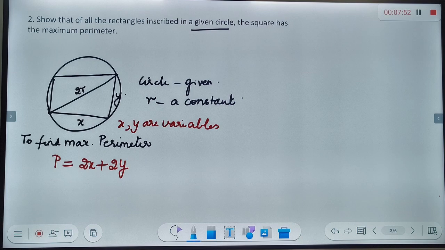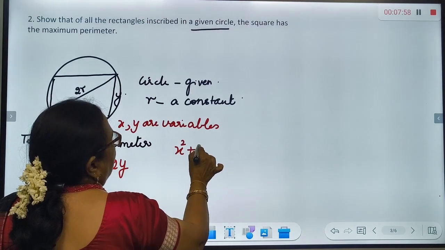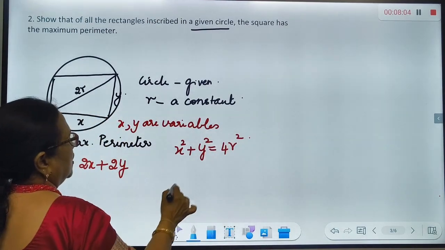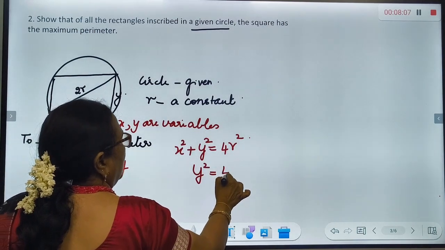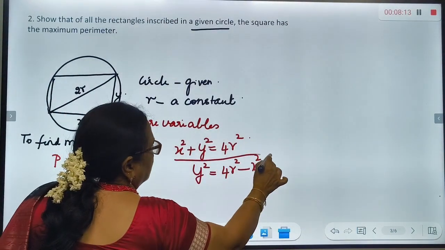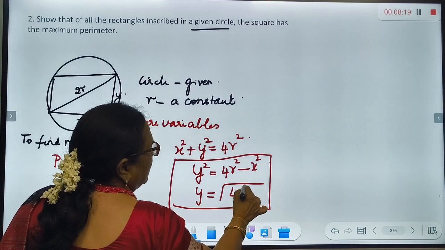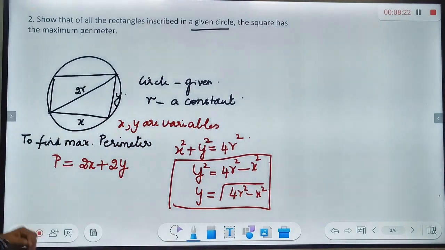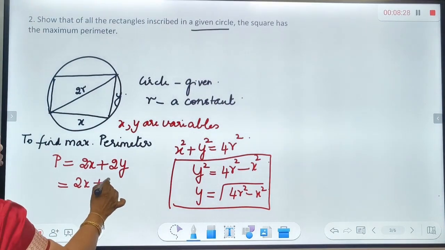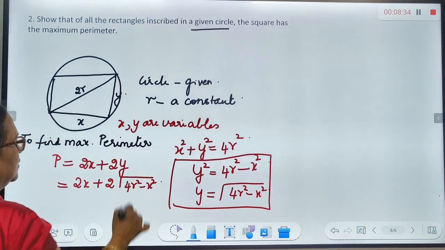So what is the relationship that connects x and y? We know that by Pythagoras theorem, x square plus y square equal to 4r square, or y square equal to 4r square minus x square, or y is root of 4r square minus x square. Now what will be the perimeter? Perimeter is 2x plus 2y, that is 2x plus 2 into root of 4r square minus x square.